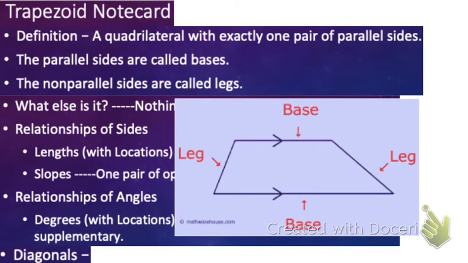So on this trapezoid, here's a picture of one. Notice there's one pair of parallel sides. The pair of parallel sides is called a base. They're both bases, so there's two bases. Typically, you'll see them drawn to where the bases are on the top and the bottom like this. It will not always be the case, though. It can be rotated any sort of way.